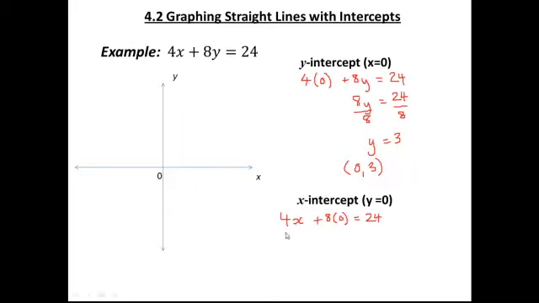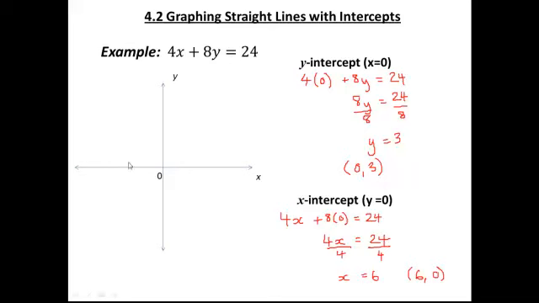So hopefully you'll see what happens here. I'm just left with 4x, because 8 times 0 is 0. So 4x is 24. Divide both sides by 4 to get x is equal to 6. So my x-intercept is the point where x is equal to 6 and y is equal to 0.